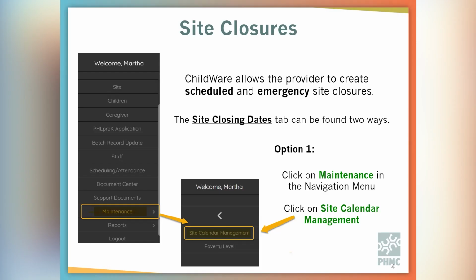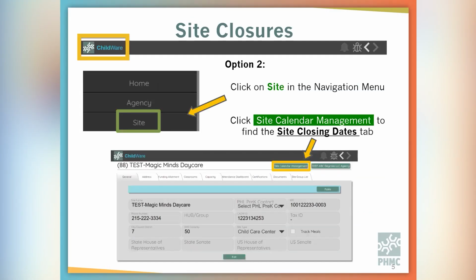So when you log in, you click the PHMC logo next to the words ChildWare. It will open up your navigation menu. You will go down to maintenance and that will have a sub menu, which will say Site Calendar Management, and you'll click on that. Or the second option to reach the Site Calendar Management for Site Closing Dates tab would be to go to Site in the navigation menu. You're going to select Site Calendar Management in the top of the screen, and then you will find the Site Closing Dates tab that way.